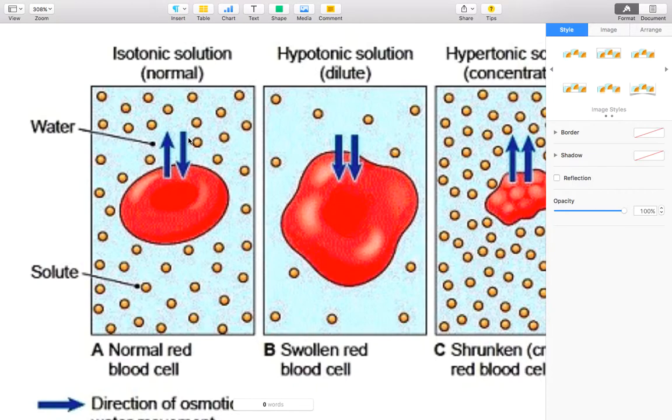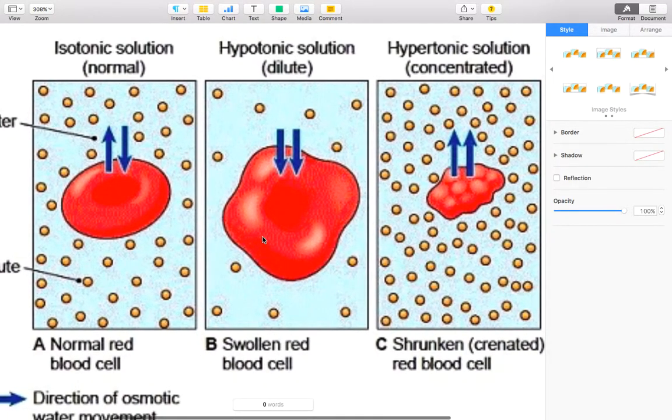So basically, when two environments are isotonic, and what I mean by two environments is the outside and the inside of the cell, the total molar concentration of dissolved solutes is the same in both of them. And so the movement of water out of the cell is exactly balanced by the movement of water into the cell. That is isotonic.